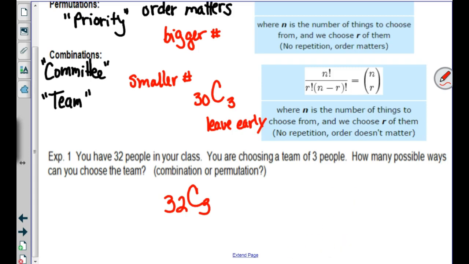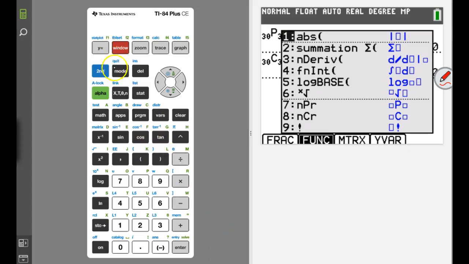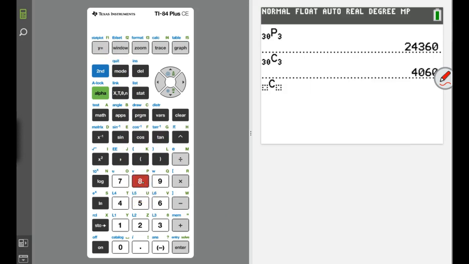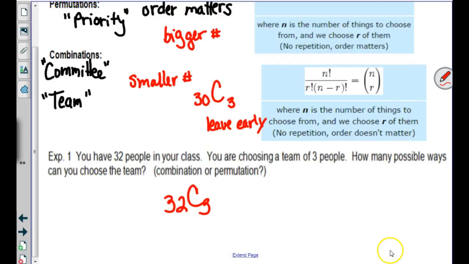So was it 30 and 3, guys? Were those the numbers? Oh, we just did that one then, right? Okay. 32 and 3. So it's 4960. All right. Do you have to label? No, I wouldn't care.